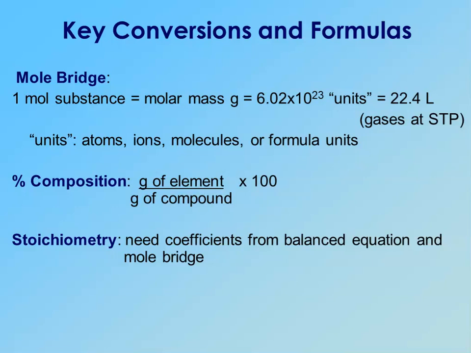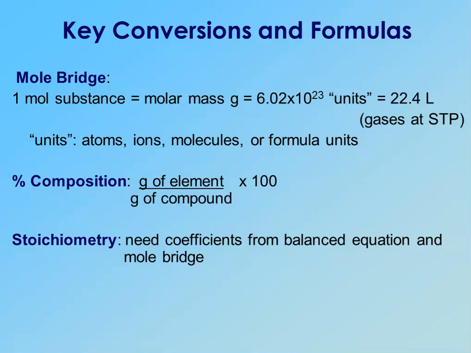You may remember from your previous chemistry studies that 1 mole of any substance is equivalent to its molar mass in grams, which we can get from the periodic table using its chemical formula. The mole is defined as the number of particles that are present in that substance, which is going to be 6.02 times 10 to the 23rd. Those particles can be represented as atoms or ions or molecules or formula units. And then all of those are equivalent for gases at STP to 22.4 liters, STP representing standard temperature and pressure, 0 degrees Celsius and 1 atmosphere.